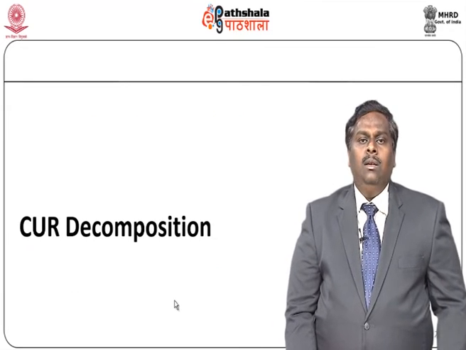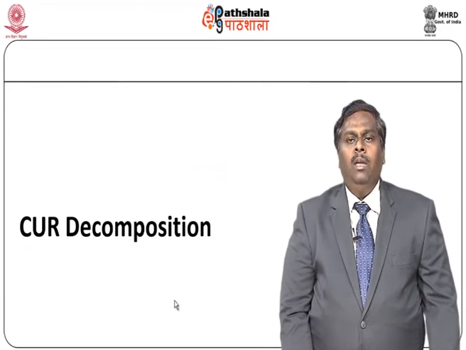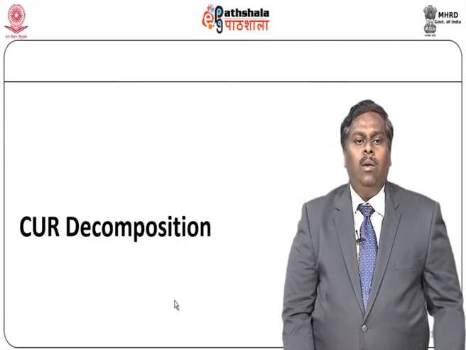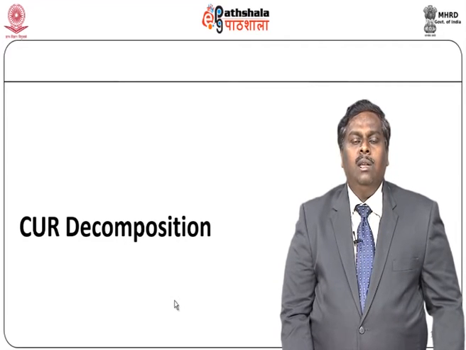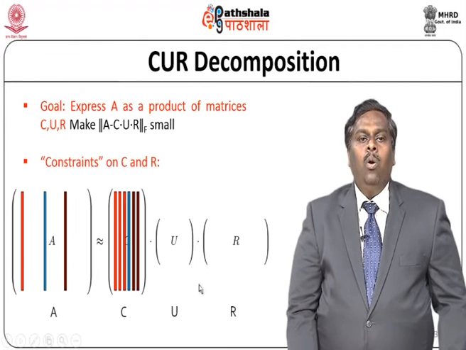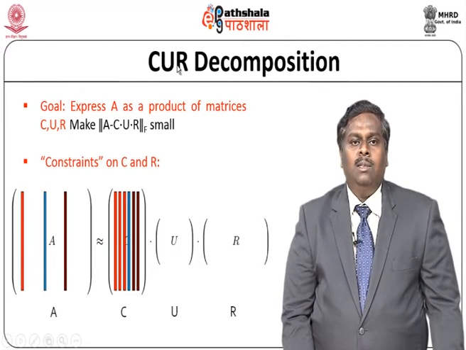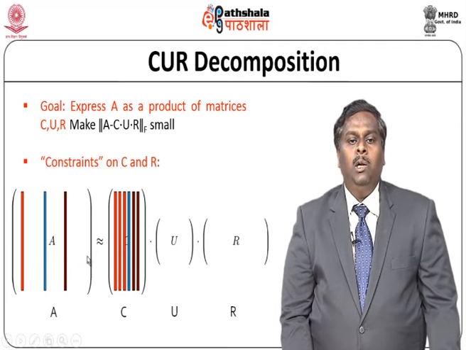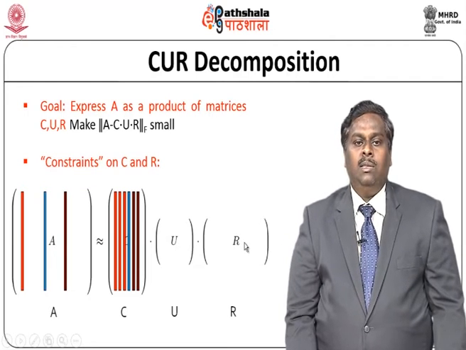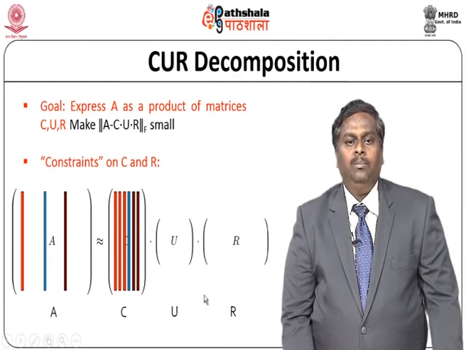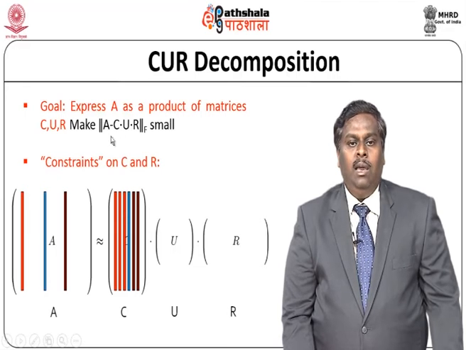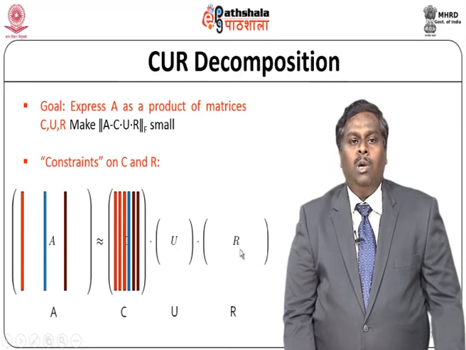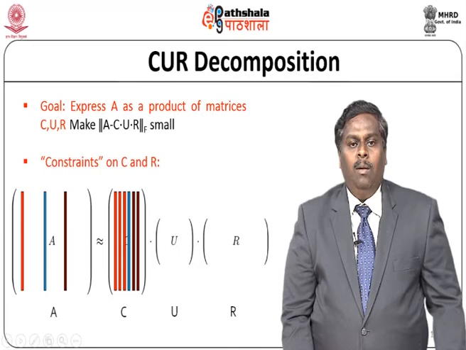Now, let us understand how these errors may be overcome using another dimensionality reduction technique called CUR, which is a matrix decomposition or approximation technique. The goal of CUR is the same as the SVD technique. Here also we are trying to decompose the given matrix A into C matrix, U matrix and then the R matrix, and there are various constraints on the C and R matrix. Ultimately, the objective is that the difference between the original matrix A and the product of CUR must be minimal. This must be the main objective.